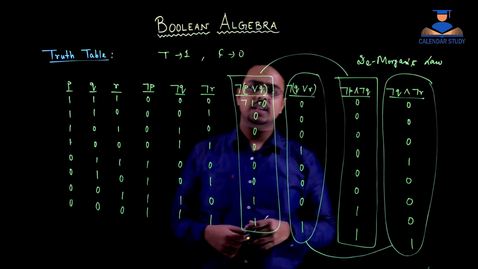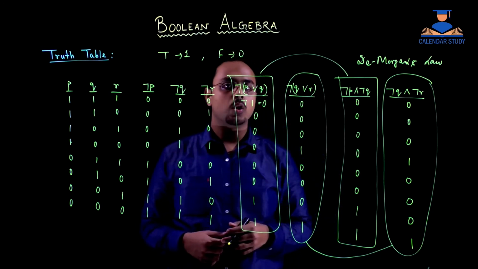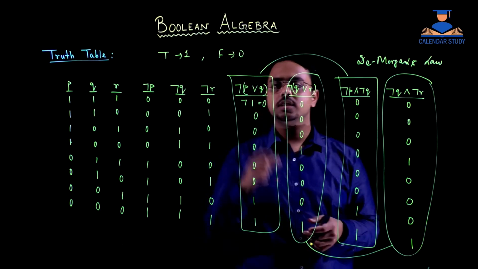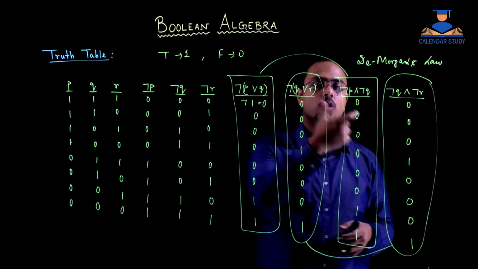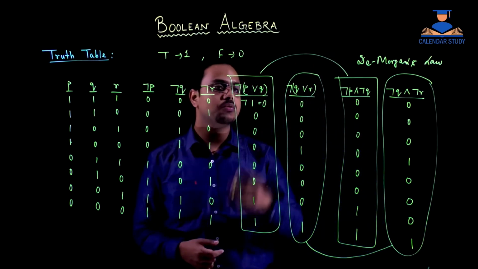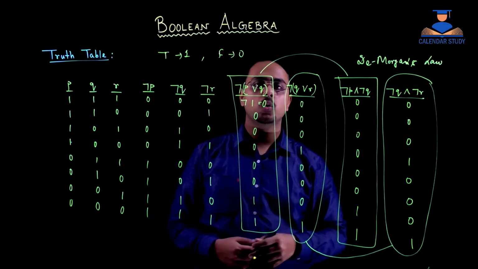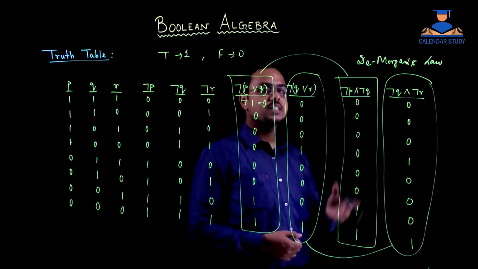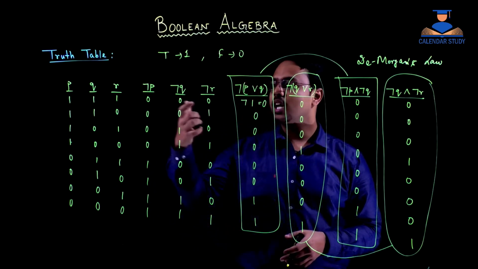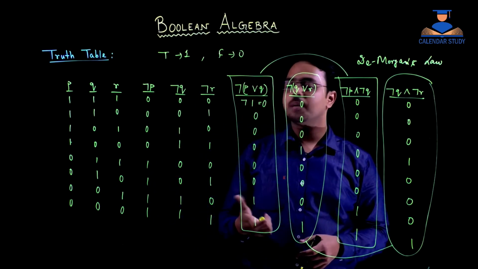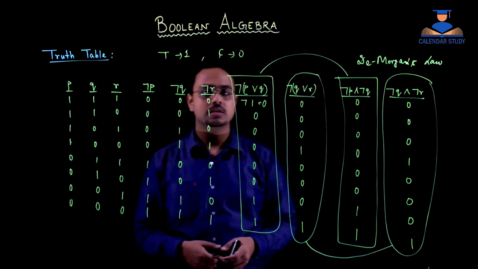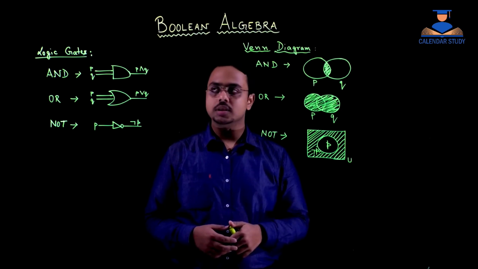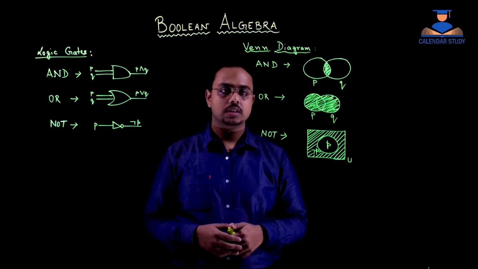You might have also seen this law in the chapter of set theory. Okay? So these are the De Morgan's laws. That is, not of P or Q gives us not P and not Q, and not of Q or R gives us not Q and not R. Okay? So we have found the results for the De Morgan's law using our truth table for three statements P, Q and R.